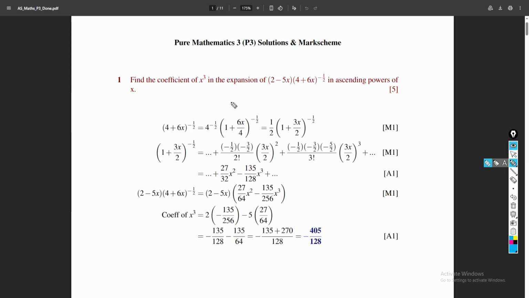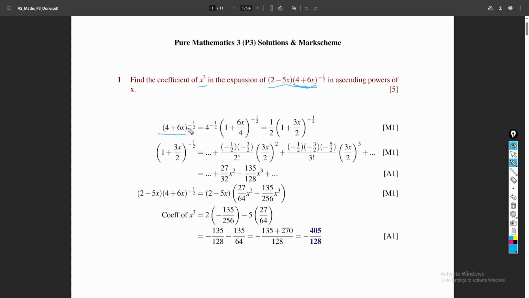So for our first question, we have to find the coefficient of x cube in the expansion of this term in ascending powers of x. Firstly, in order to find the coefficient of x cube, we need to first expand this, and then we can multiply with this, since this part is much more complicated. So we first did that here.